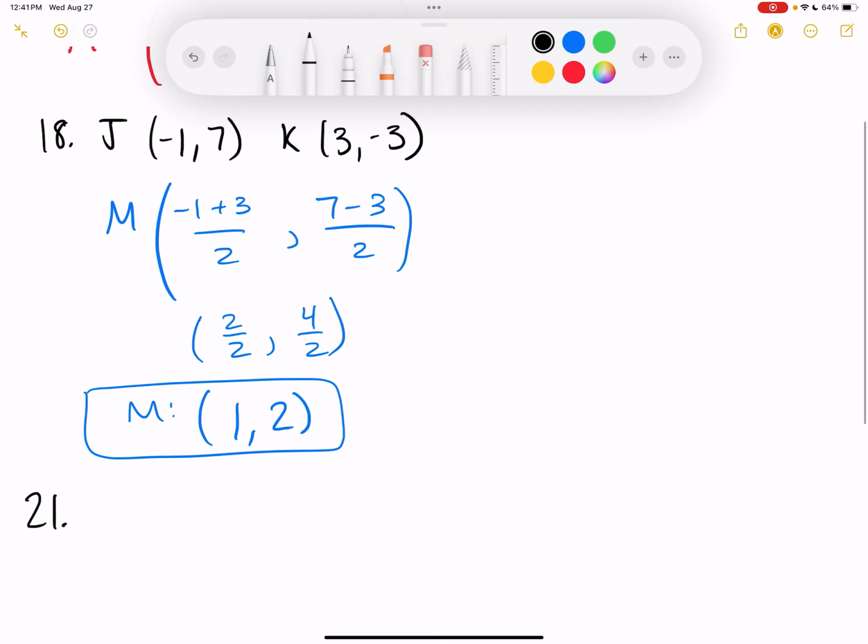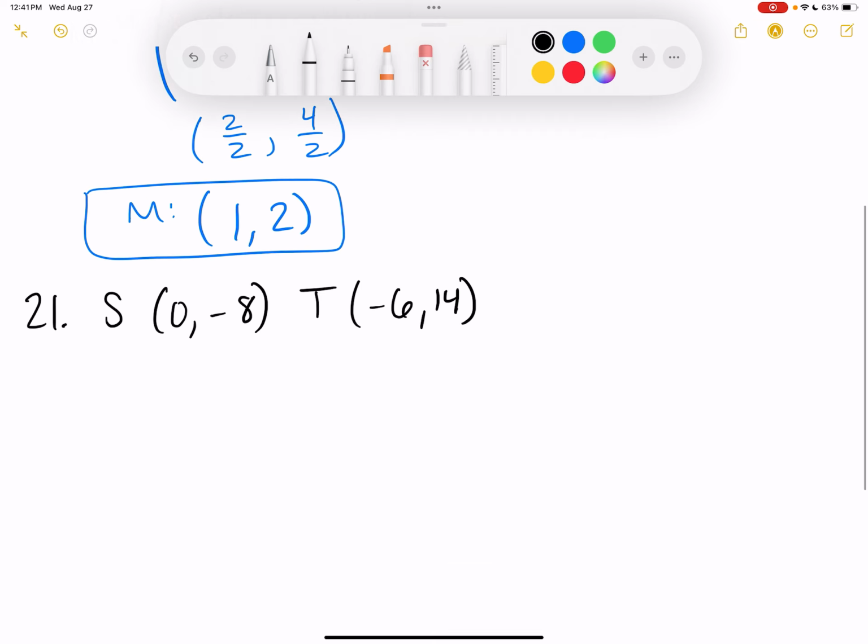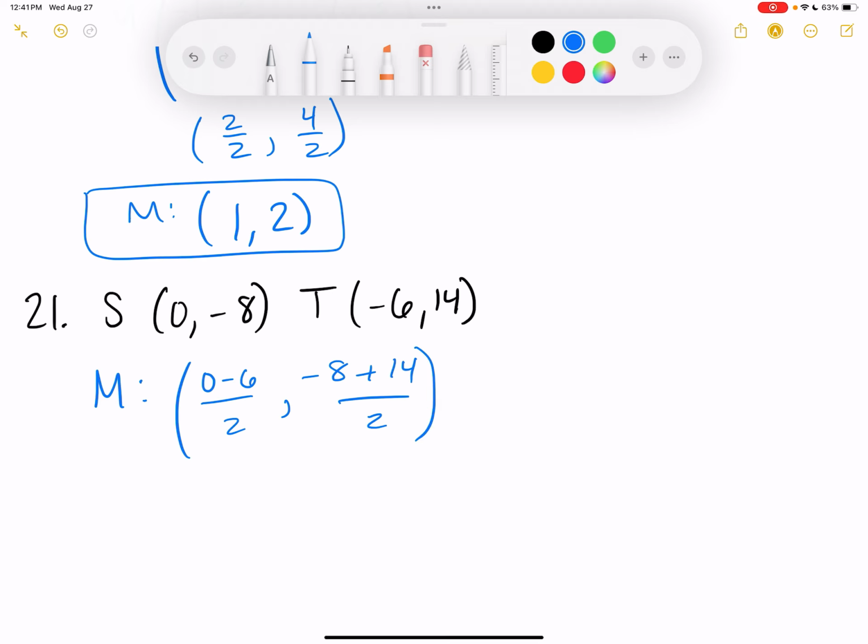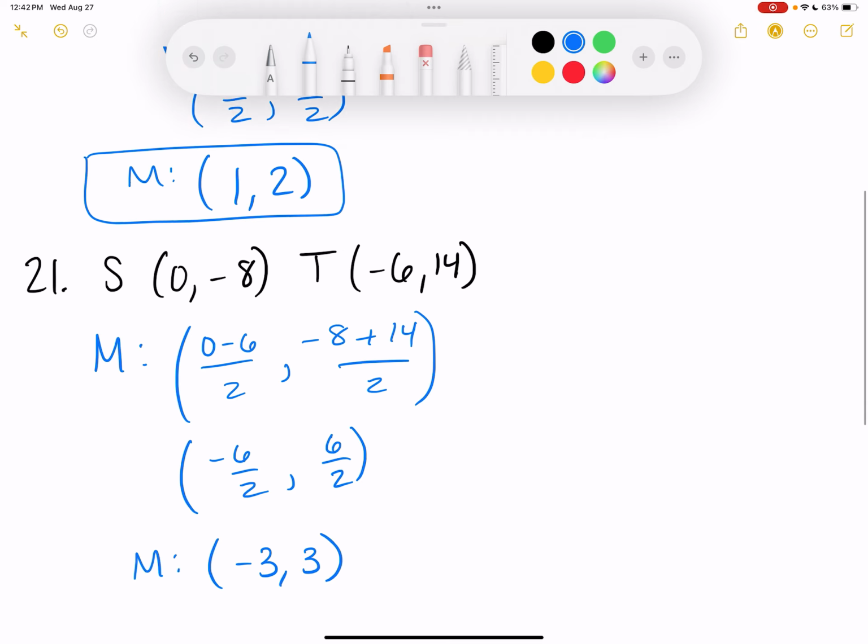21. We have the point S, which is 0, -8, and the point T, which is -6, 14. So we're going to plug in for the midpoint. I've got 0 plus -6, so 0 minus 6 over 2, and -8 plus 14 over 2. So this is -6 over 2 and +6 over 2. So then my midpoint is at -3, 3.